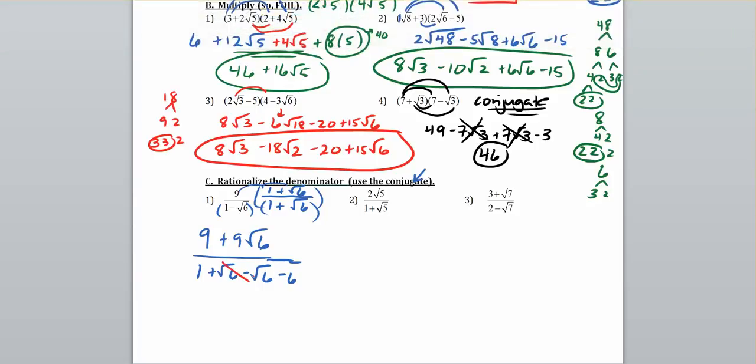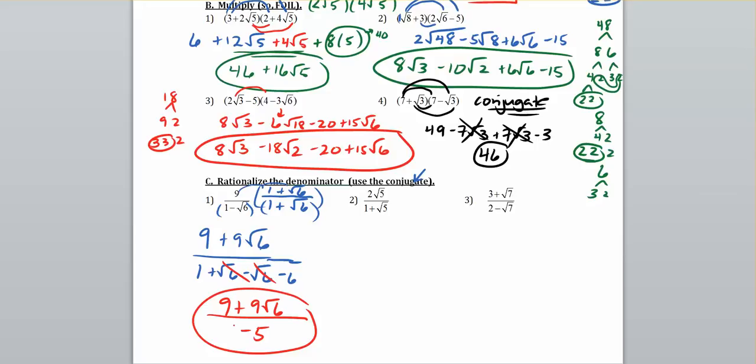Like this root 6 and this negative root 6 drop out. And I should be able to combine just constants in my denominator. So I'm going to say 9 plus 9 root 6 all over 1 minus 6 is negative 5. And that would be my final answer. If you look now, my fraction does not have any radicals in the denominator. So I did rationalize the denominator and change that fraction to something more appropriate.